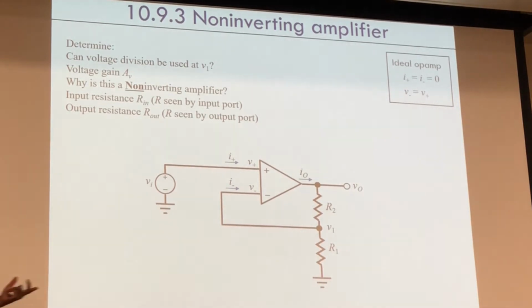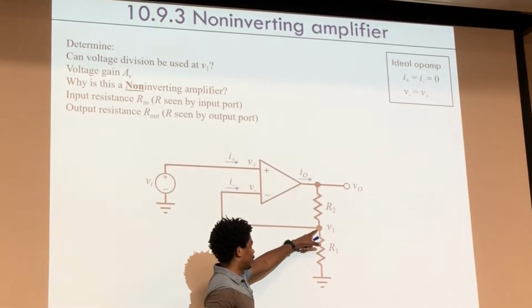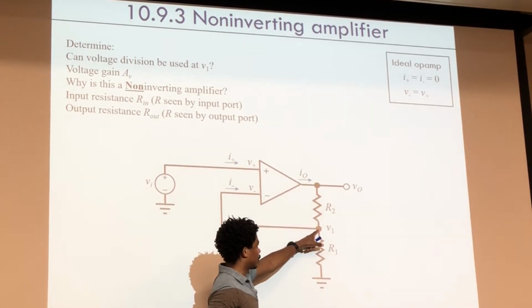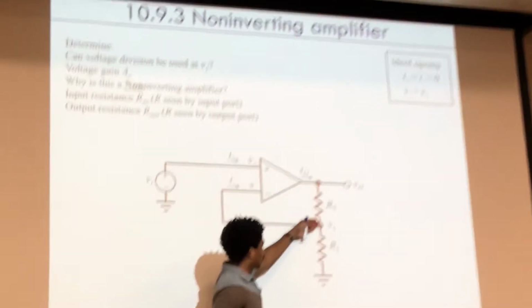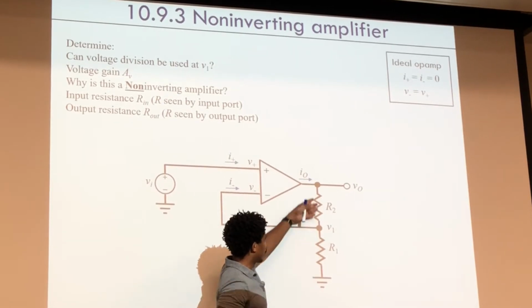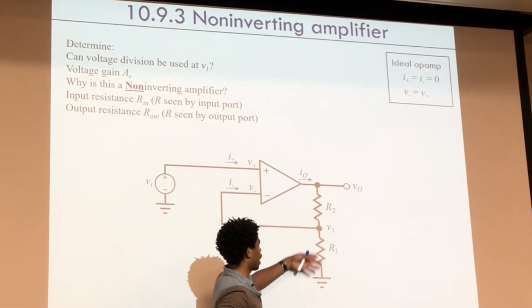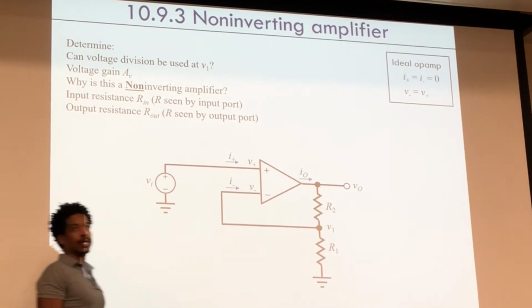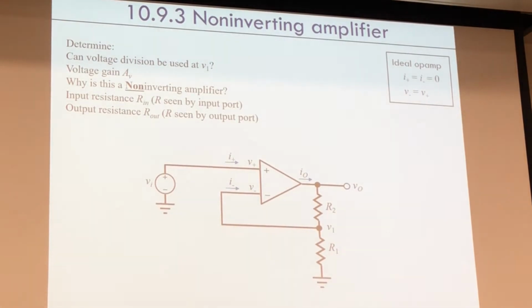Remember, voltage division is when you look at a node for the voltage, and that voltage is the resistance that remains over the total resistance, multiplied by the voltage that it started from. Okay? So can you use voltage division right here? You see something connected to it. What do you guys think?